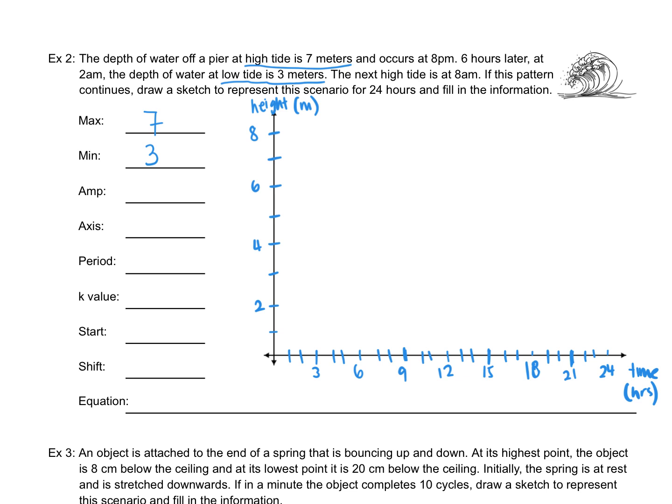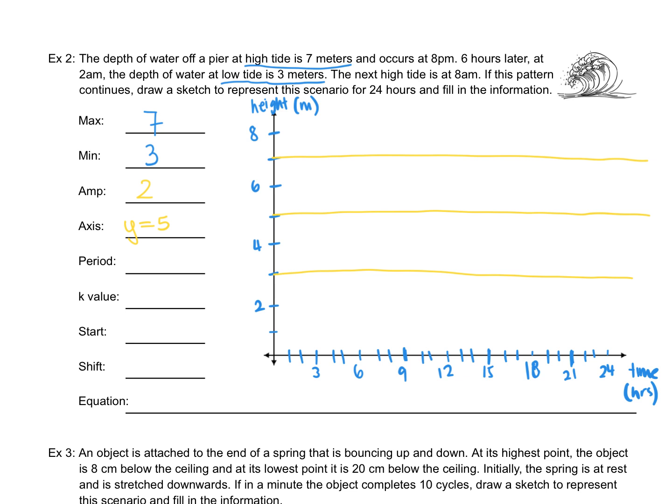Okay, so our minimum is at 3. Our maximum is at 7. Halfway between that should be 5 for our central axis. And I could also see the distance from that central axis of 5 to the maximum of 7 is 2. Of course, I could also do 7 minus 3 divided by 2 for the amplitude, and 7 plus 3 divided by 2 for the central axis.